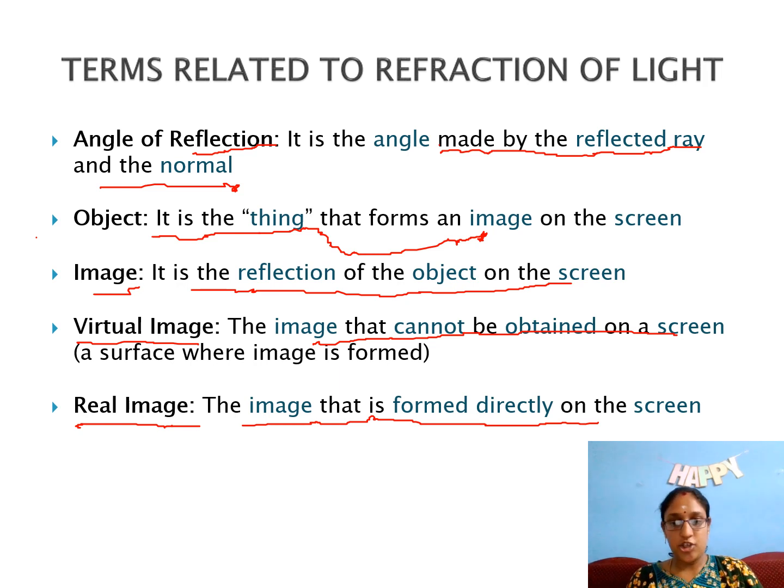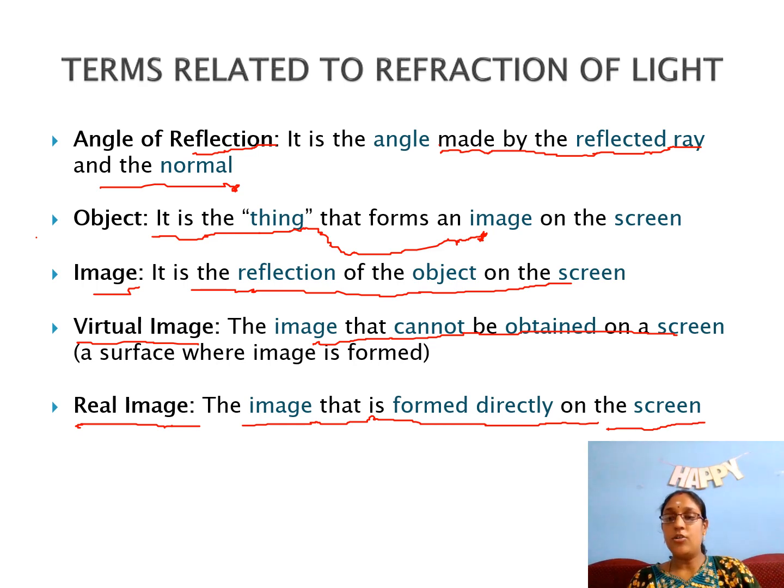Okay, so understood these things. You should keep virtual image and real image in mind. Virtual image you cannot obtain on a screen. It is formed on the object surface itself. So what is your real image actually? The image that is formed directly on the screen.